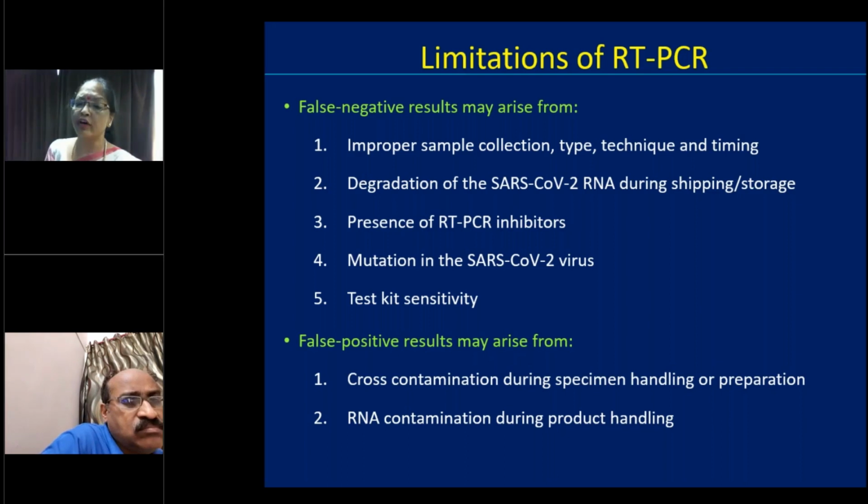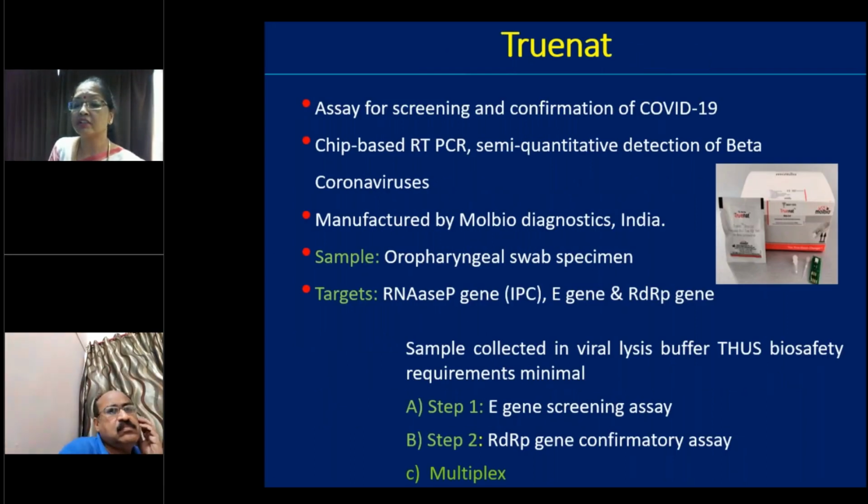Then there may be presence of RNA RT-PCR inhibitors in the sample, or the virus may have mutated and our target is different. So naturally, the existing method won't be able to detect the mutated virus. Then each test kit has different sensitivity and specificity, so it depends on that also. False positive results may also arise due to cross-contamination during specimen handling or preparation, and RNA contamination during product handling. So false positives may also occur, and interpretation is very important.